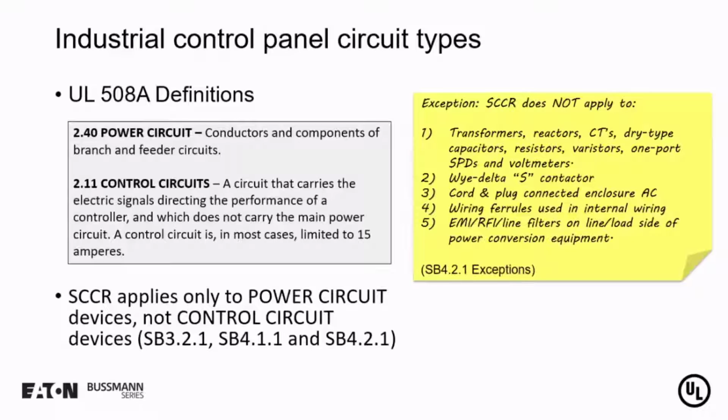If you look at the definition in UL 508A, a power circuit is simply the conductors and components of branch and feeder circuits. To understand that, we're going to have to actually go to a definition of branch and feeder, which we will do in just a second here. What's not a power circuit? That would be control. So something that carries the electrical signals directing the performance of a controller, but does not carry the mainline power. And in most cases, the control circuit is limited to 15 amps.